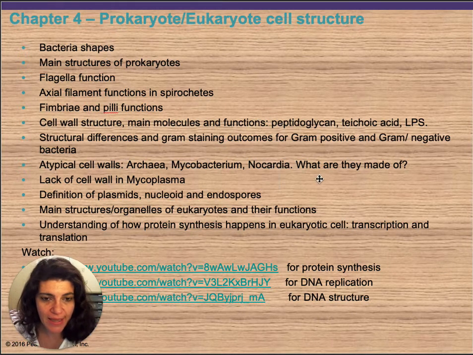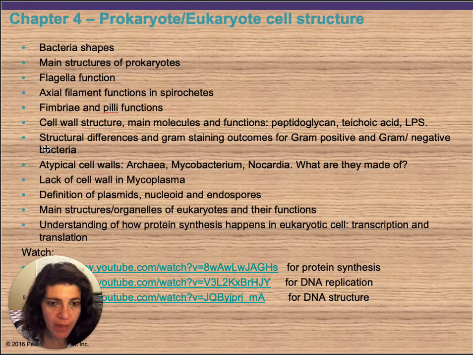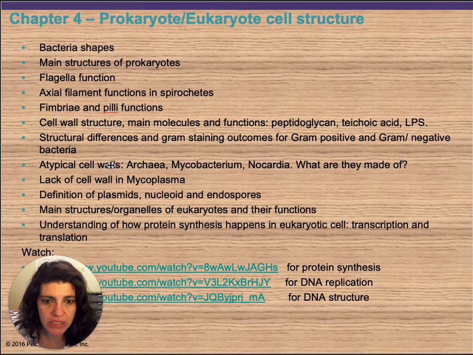So we ended the first part talking about the general differences between the cell structure of gram-positive and gram-negative bacteria. Now we're going to go a little deeper into that structure, talk about a typical cell wall, define plasmid, nucleoid, and endospores, and talk about the main structures of eukaryotes and their functions.